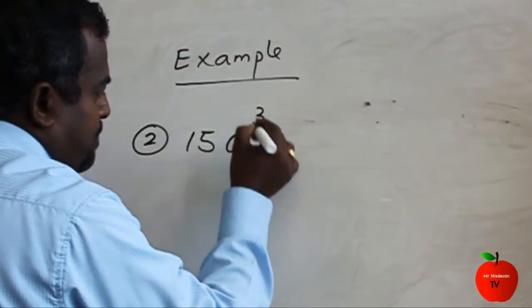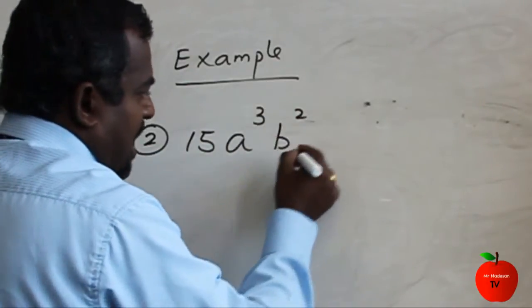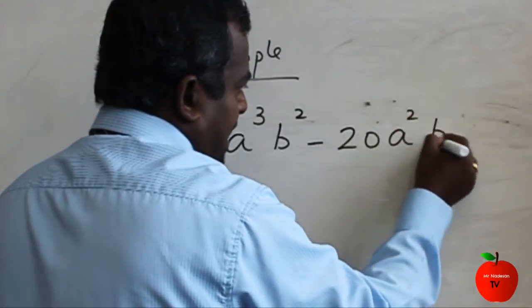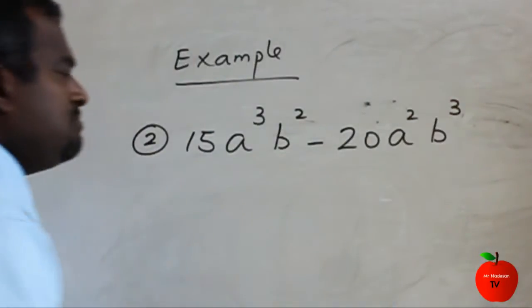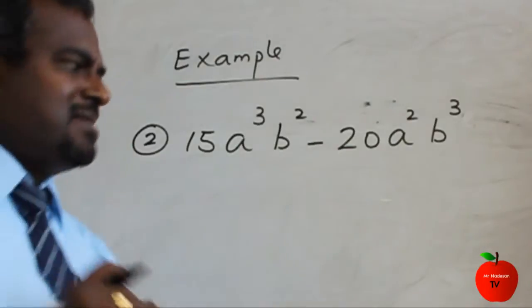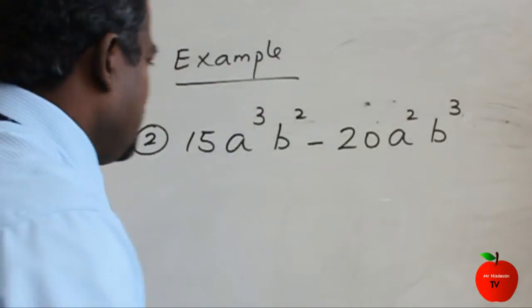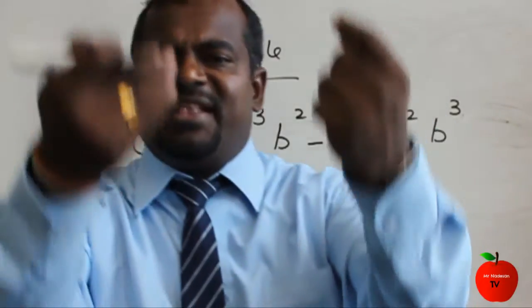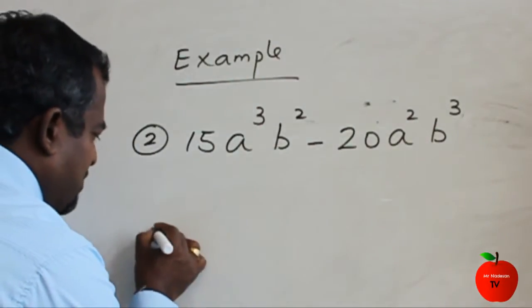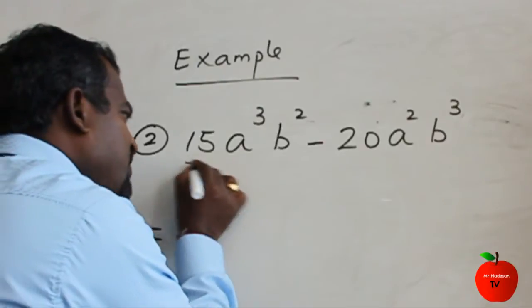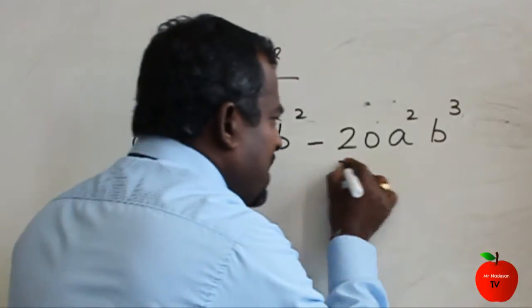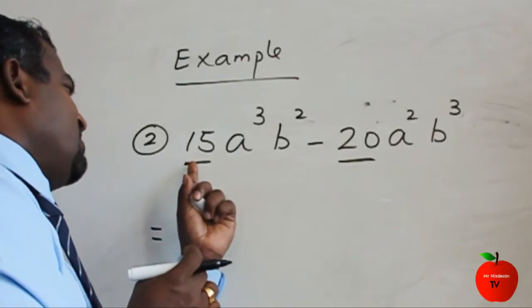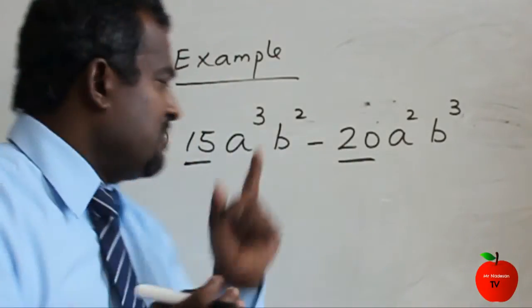15a cubed b squared minus 20a squared b to the power 3. It's very simple. I said very clearly, you have to find the highest common factor for the number, then after that the letters. So we focus on the numbers first. You got a 15 here, you got a 20 here. So you have to make sure what is the highest common factor for 15 and 20? That comes to 5.